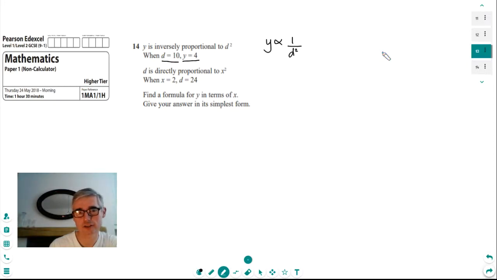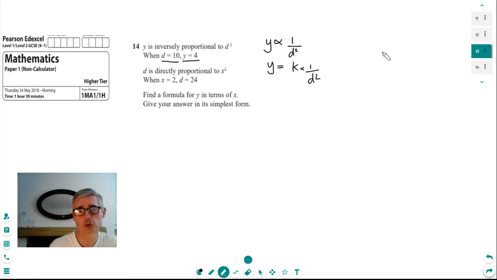And the very next line, we need to now convert from that into an equation where we'll add a constant of proportionality, which we'll call k. So we can now say that y equals k times 1 over d squared.